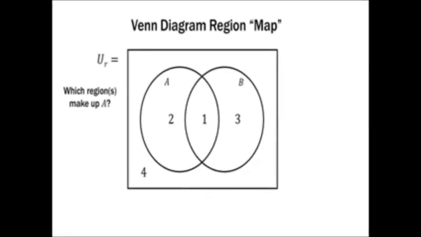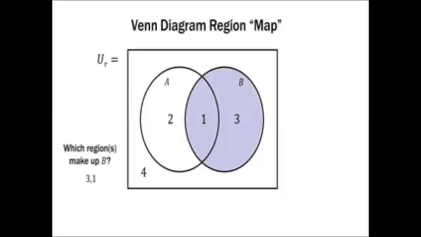Let's talk about which regions make up A. And this is actually pretty simple. Regions 2 and region 1, those make up all of A, all of the circle, all of the set of A. So we can go ahead and shade that in like that. And see, that's how this works. This is obviously a very simple example, but it helps us solve much more complex problems. Which regions make up B? Well, that's 3 and 1, or 1 and 3. So we can shade it in like that.